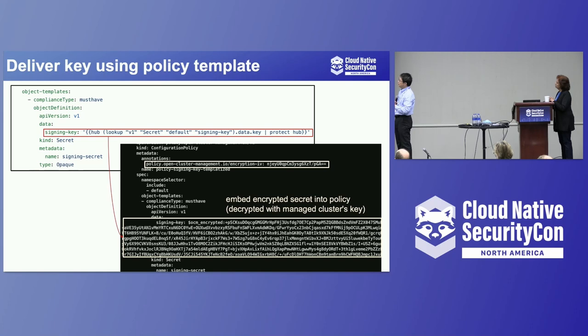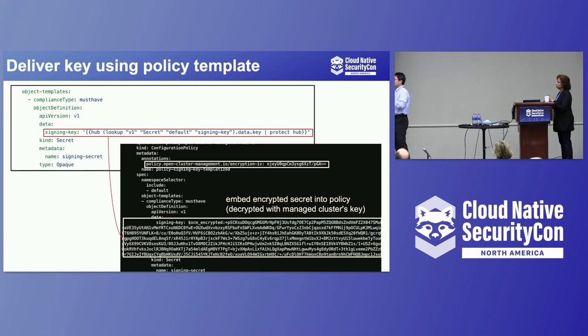Some secret on the hub is loaded into here, but it must be encrypted on the secret. So basically the hub and managed cluster have a common secret for encrypting the data. The template engine on the hub cluster loads the secret on the hub, then encrypts and embeds the value here. As you can see, this is encrypted.